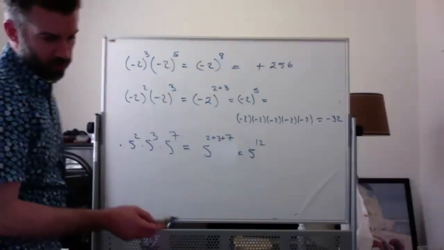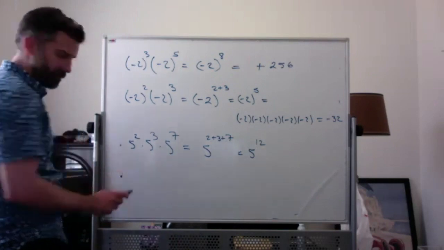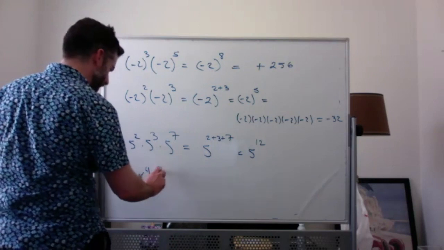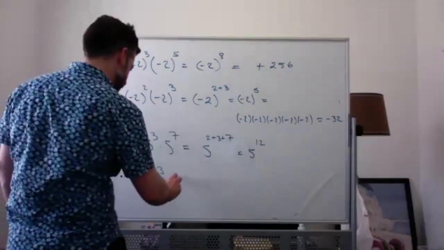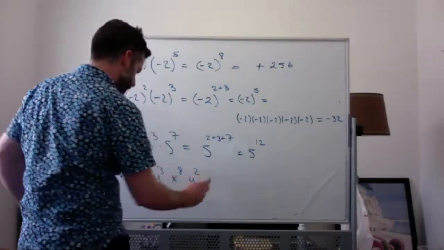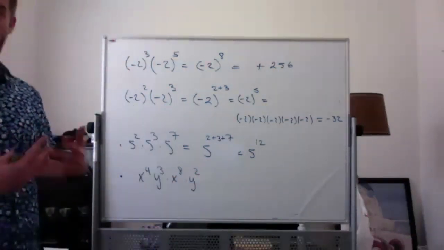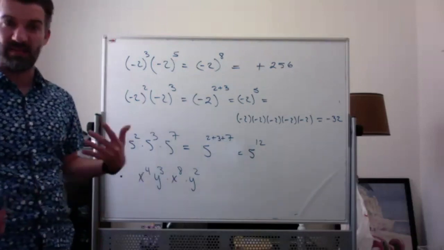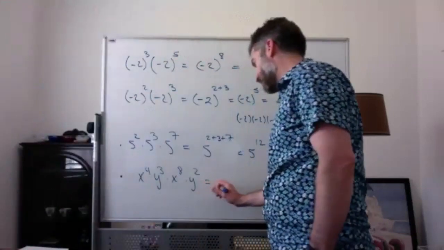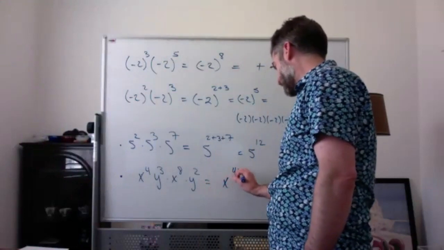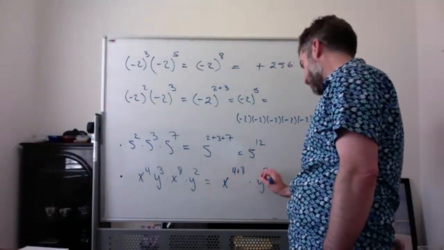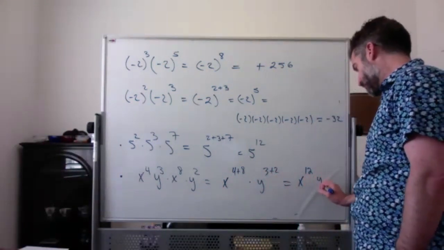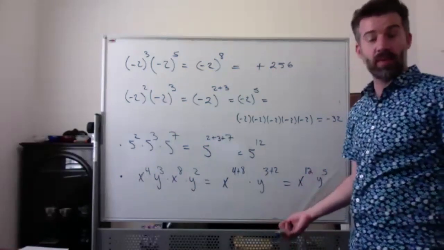And then I should point out, if we have different things mixed together, for example, if I had x to the 4th times y cubed times x to the 8th times y squared, different bases can't go with each other. So I can put the x's together and the y's together, but they can't mix and match. So I could totally write this as x to the 4 plus 8 times y to the 3 plus 2. And that's going to be x to the 12th times y to the 5th. That's about as simple as I can make that expression.